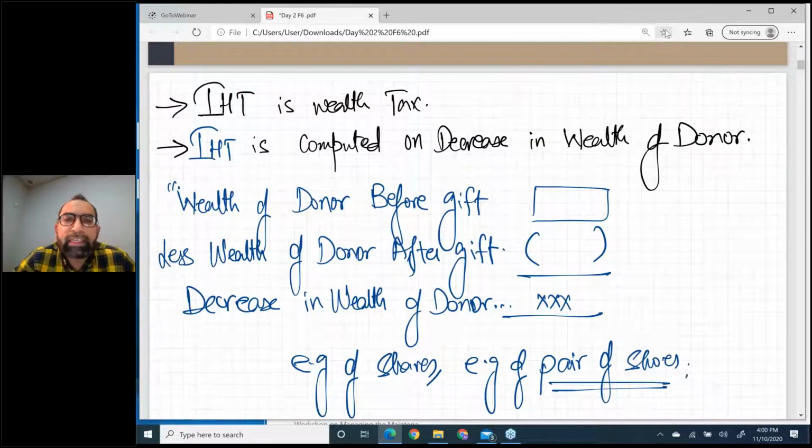You all know IHT is not an income tax, it's a wealth tax. IHT is normally computed on transfer of wealth. Now, how are we going to compute the amount of IHT payable, and on which amount is IHT payable? You might have studied this.